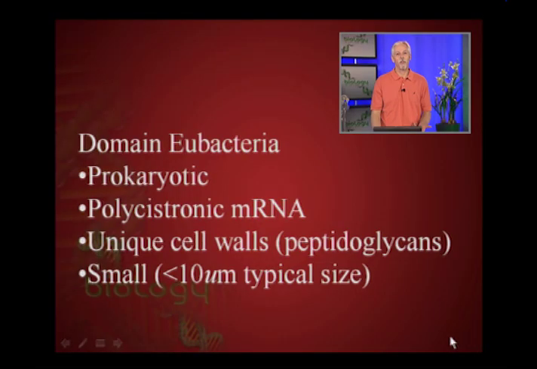Okay, now, as we look at the domains, domain Eubacteria, we talked about previously, but what I want you to remember, among other characteristics, is that they have unique cell walls. They are prokaryotic. They have what we call polycistronic mRNAs, meaning that their mRNAs code for multiple proteins. But the key thing that makes them unique is unique cell walls with peptidoglycans.